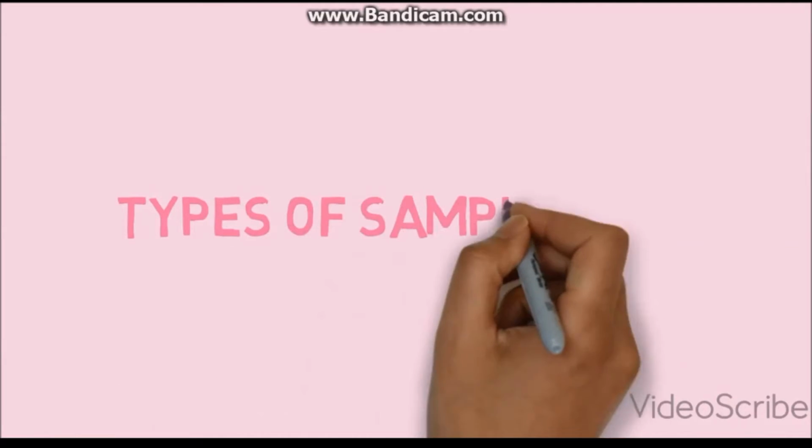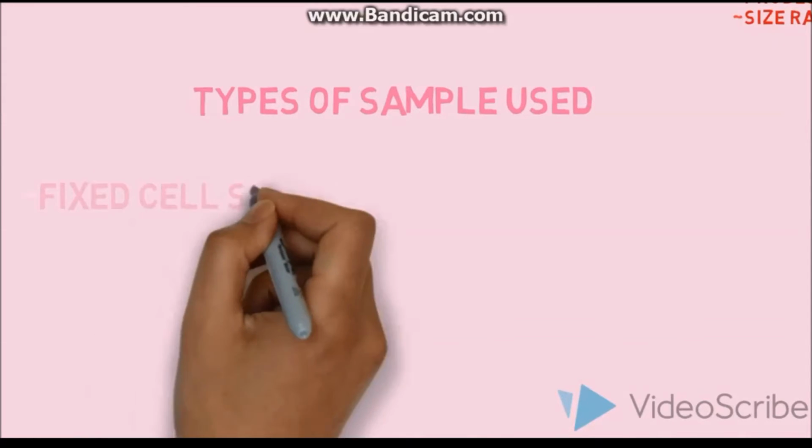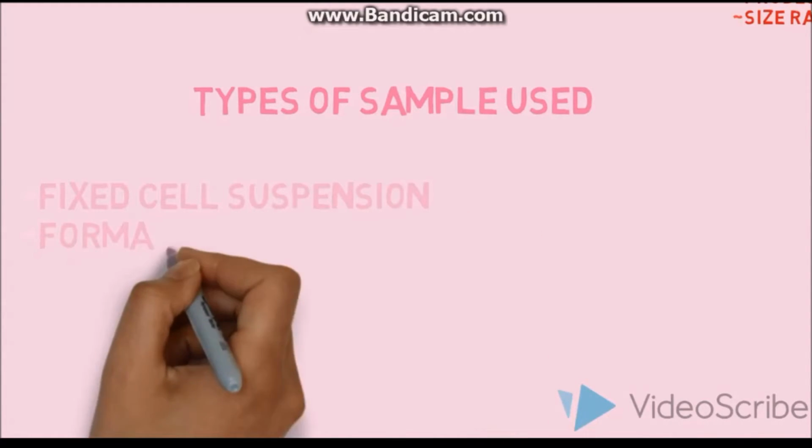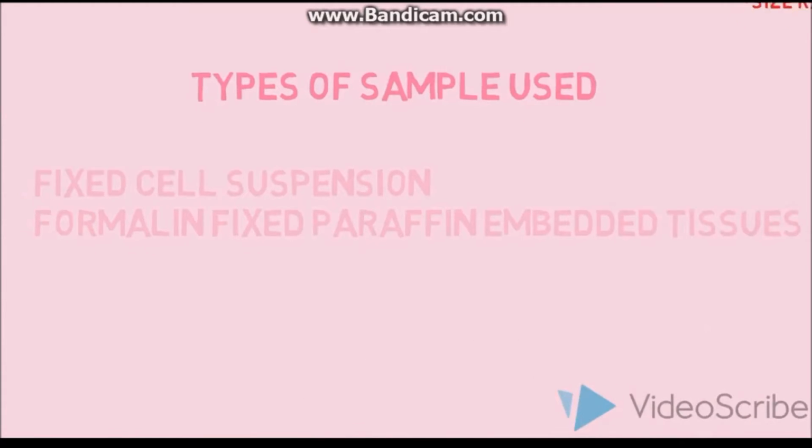Types of sample used for FISH. There are two types. The first one is fixed cell suspensions, and the other one is formalin-fixed paraffin-embedded tissue.